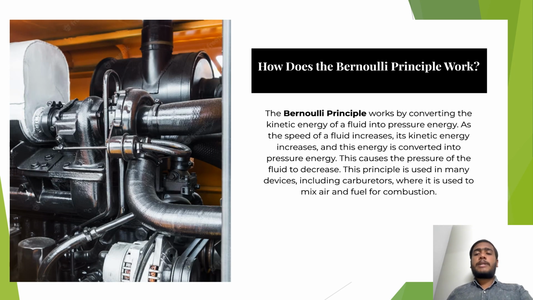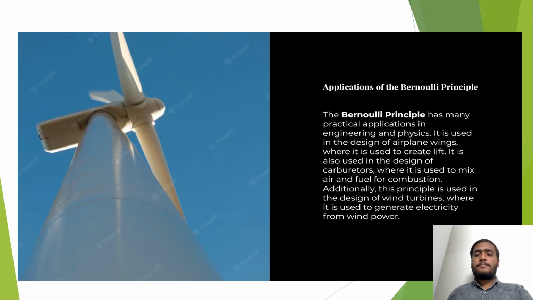How does Bernoulli's principle work? Bernoulli's principle works by converting the kinetic energy of a fluid into pressure energy. As the speed of a fluid increases, its kinetic energy increases, and this energy is converted into pressure energy. This causes the pressure of the fluid to decrease. This principle is used in many devices, including carburetors, where it is used to mix air and fuel for combustion.